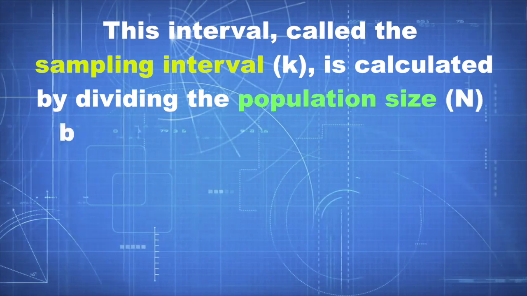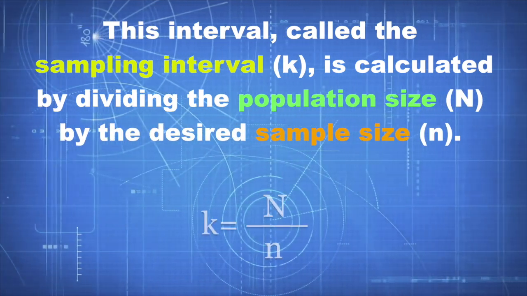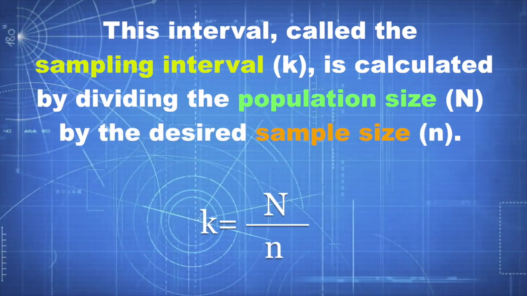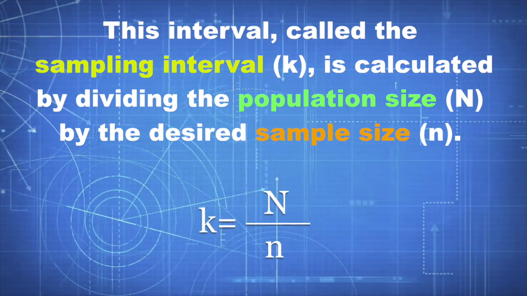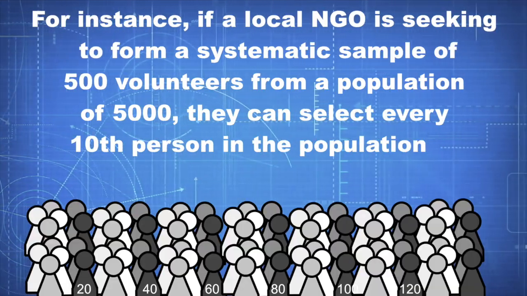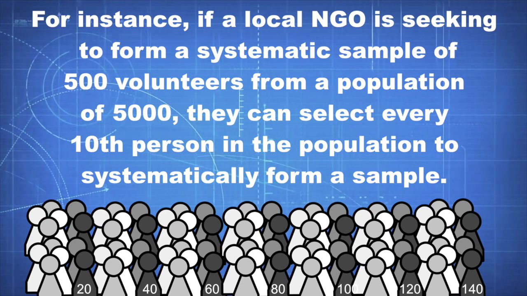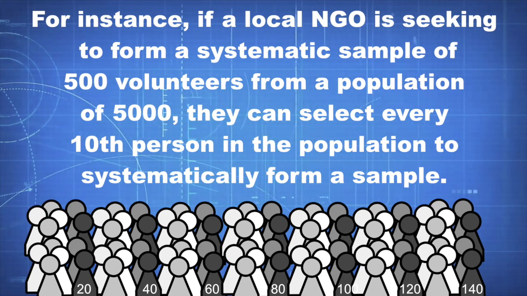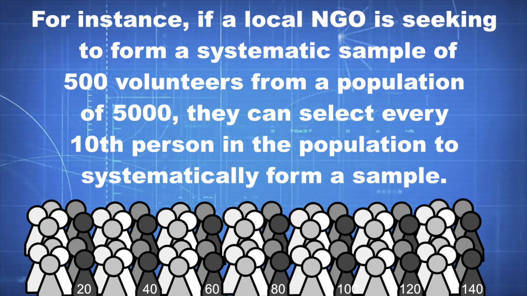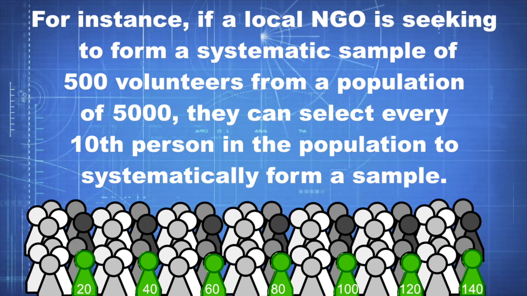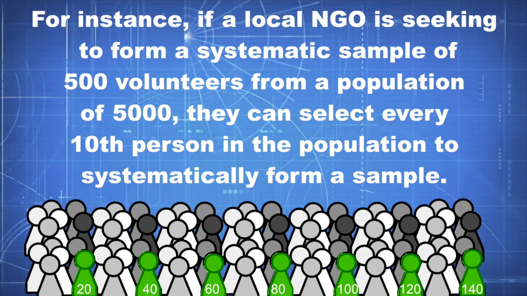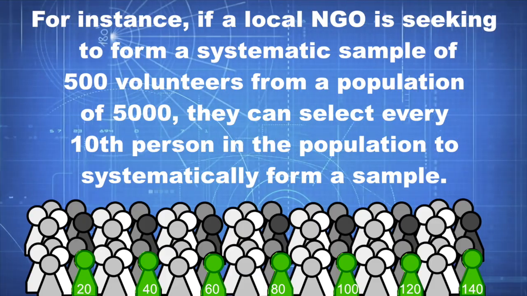This interval, called the sampling interval, is calculated by dividing the population size by the desired sample size. For instance, if a local NGO is seeking to form a systematic sample of 500 volunteers from a population of 5,000, they can select every 10th person in the population to systematically form a sample.